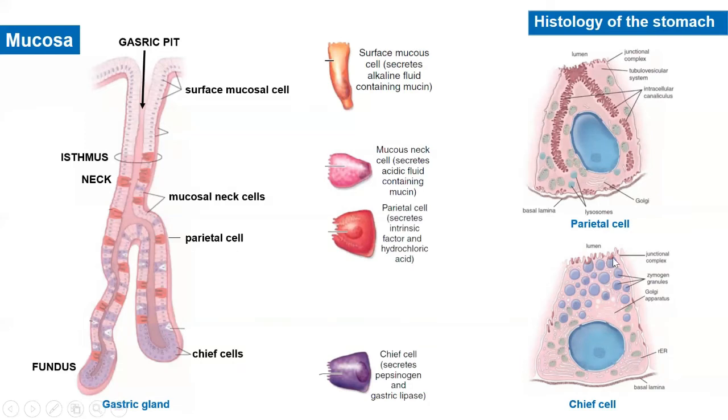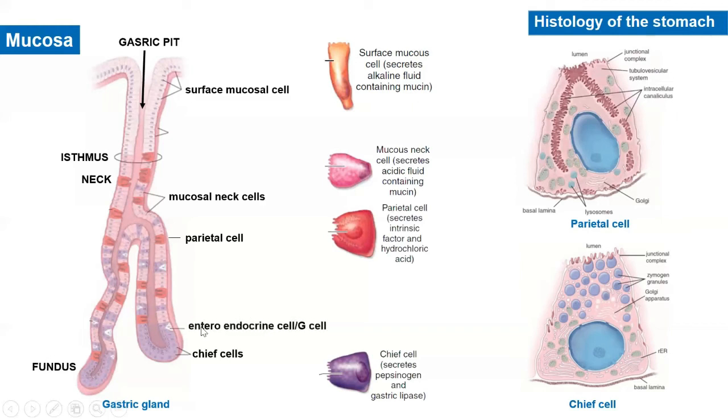The chief cell contain numerous apical secretory granules. These granules contain pepsinogen and is the inactive form, and pepsinogen ultimately converted into the pepsin by the action of hydrochloric acid and digest the protein. And also secrete the gastric lipase, and gastric lipase ultimately digest lipid.